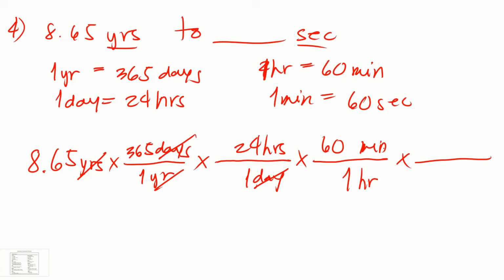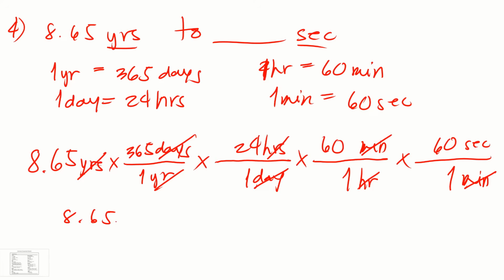And now, we need to eliminate minutes. So, we have here 1 minute equals 60 seconds. Since nasa numerator siya, sa denominator yung minute. So, 1 minute is equal to 60 seconds. So, eliminate minutes. Now, you can perform the operation: 8.65 times 365 times 24 times 60 times 60. This will give us the following result.